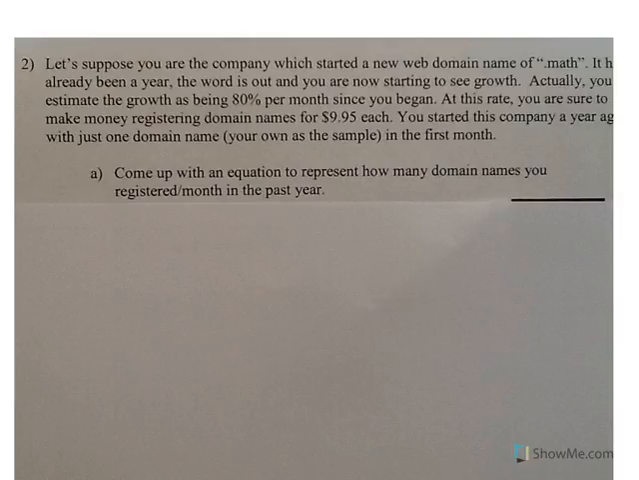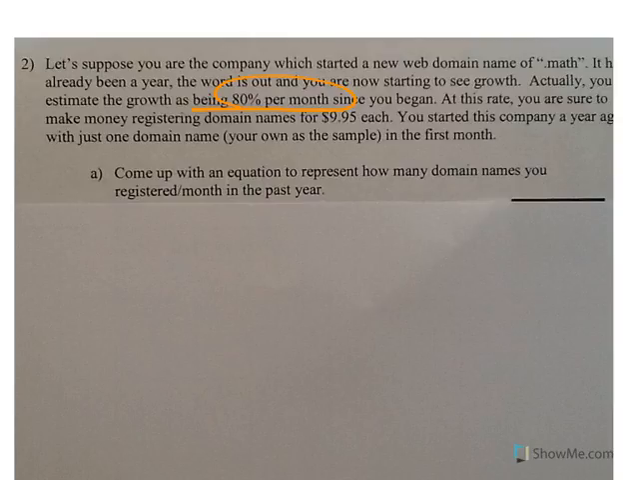Let's suppose your company started a new web domain name of .math. It's been a year, and the word is out, and you're seeing growth. So you estimate the growth as being 80% per month since you began. That's your percent increase. At this rate, you're going to make money, $9.95 each for your domain names. You started this company a year ago with one domain name, you, in the first month.